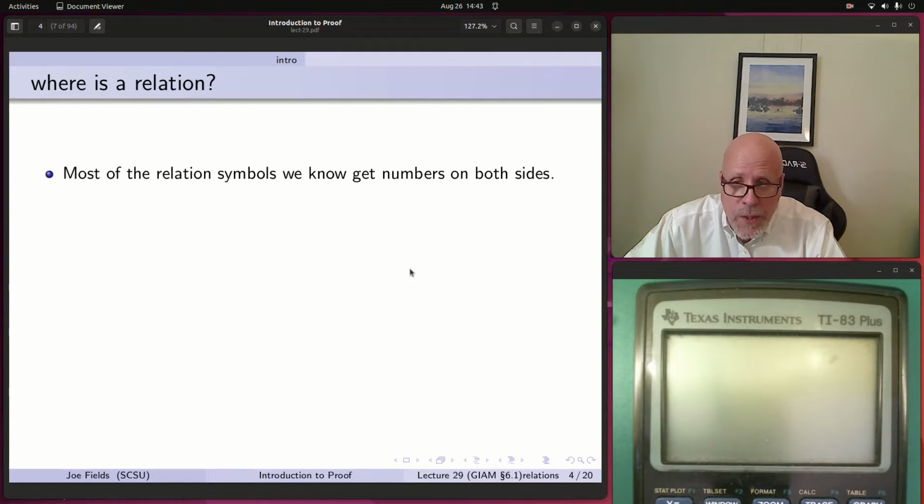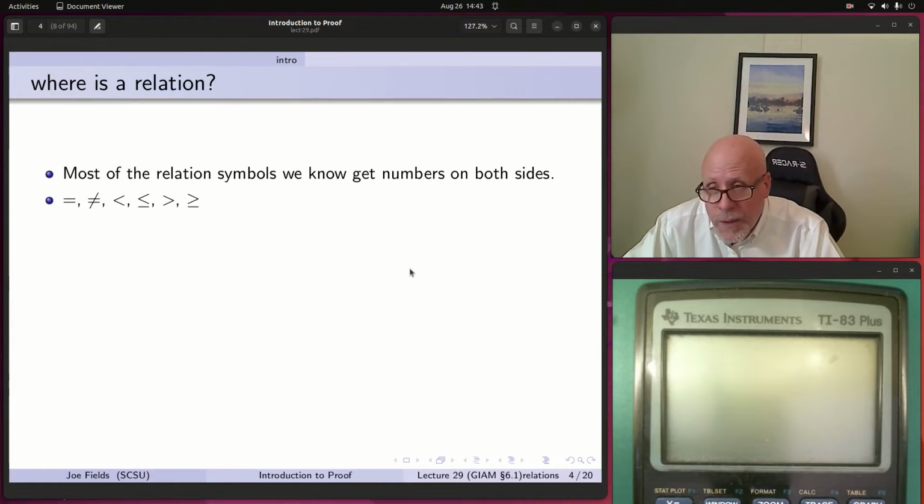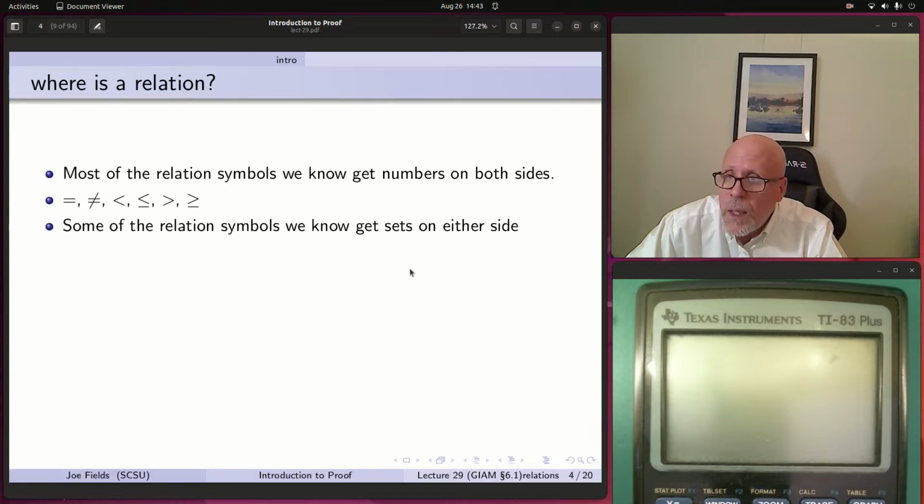Most of the relation symbols we know so far have numbers on either side. That's not always the case, but here you go. Equals, not equals, less than, greater than, less than or equal, greater than or equal. Also the divisibility symbol, that vertical bar. Those are relation symbols that have a number on either side of it.